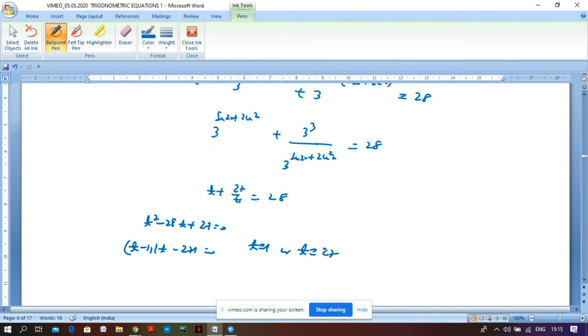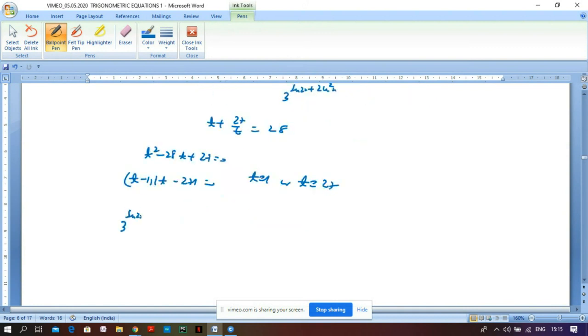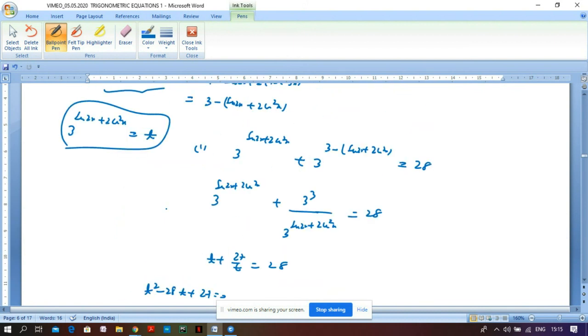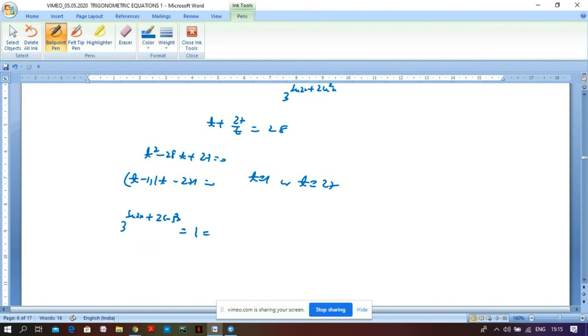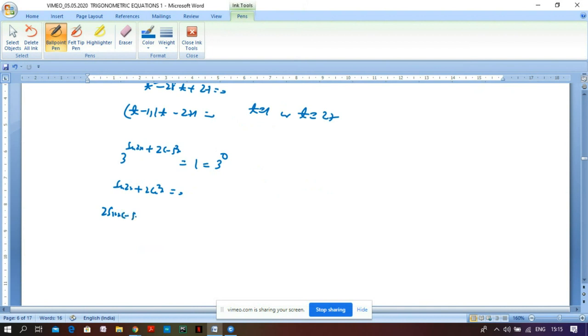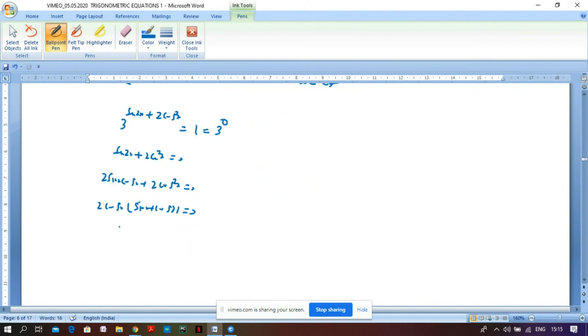Now let's take the case when t equals 1. In that case, 3 to the power sine 2x plus 2 cos square x is 1, which is 3 to the power 0. And so I am getting sine 2x plus 2 cos square x is 0. That is 2 sine x cos x plus 2 cos square x is 0. That is 2 cos x common, I am getting sine x plus cos x equal to 0. Cos x is 0 gives you x equal to 2n pi plus pi over 2, and sine x plus cos x equal to 0 gives you tan x equal to minus 1, and so you're getting x equal to n pi minus pi over 4. That is one family of solutions.